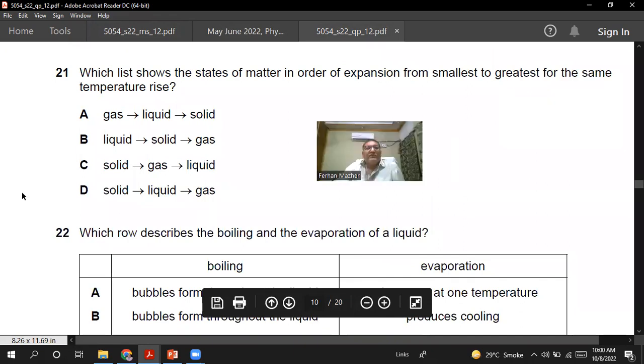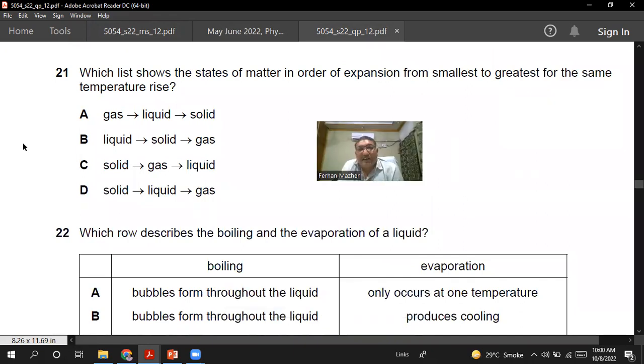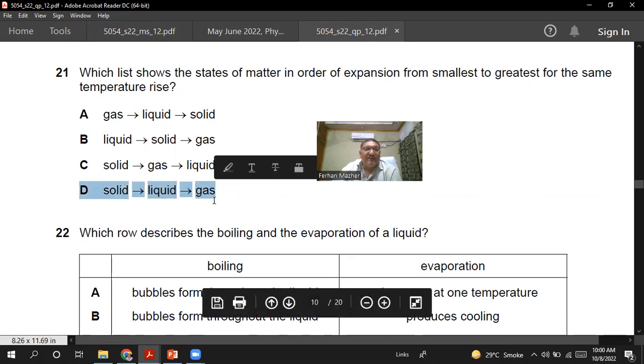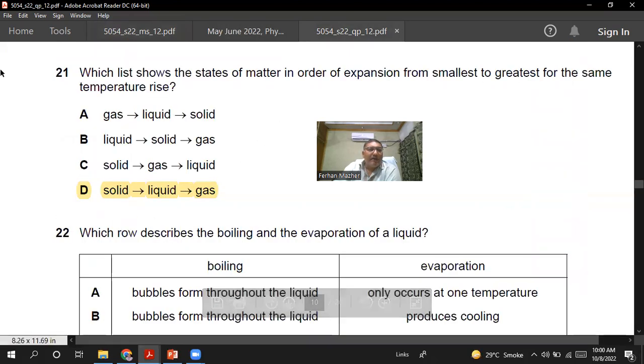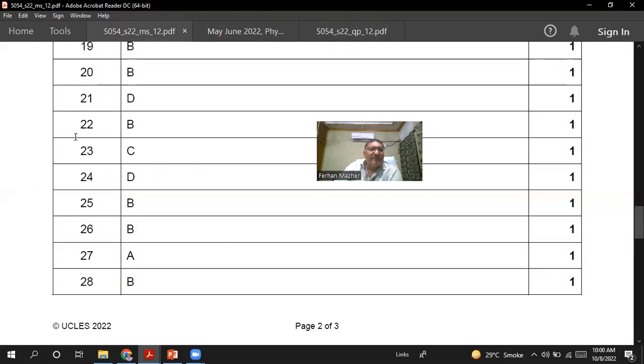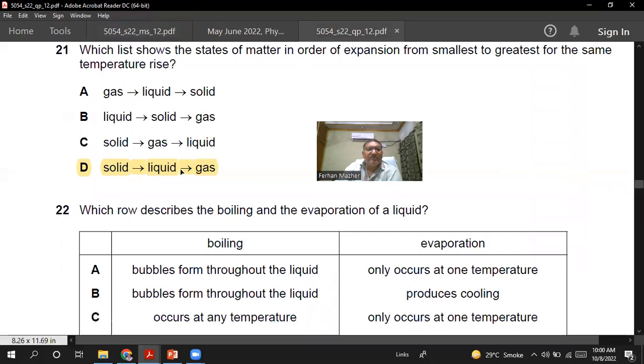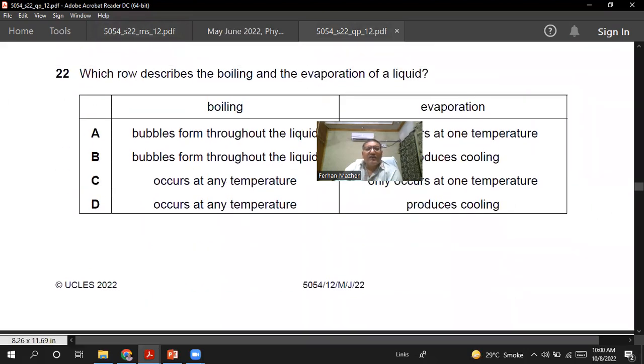Question number 21, which list shows the states of matter in order of expansion from smallest to greatest from the same temperature, right? You see, the smallest expansion happens in the solid and then the liquid, and the gas expands the most. So the least expansion will happen in the solid, then in the liquid, and then in the gas. So I think question number 21, D is the right option. Question number 21, D is the right option, sir. Okay, so we are going to the next question.